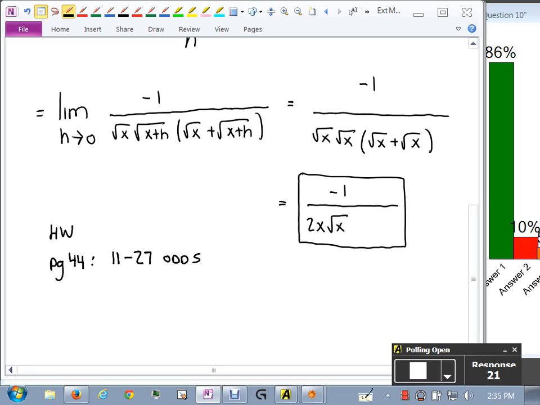From 1.3, let me see if there's anything I think you should do. Page 33. Three, 5, 7 through 10. That's good.